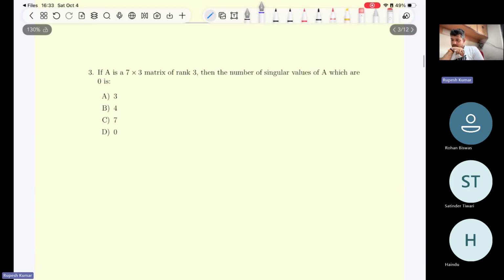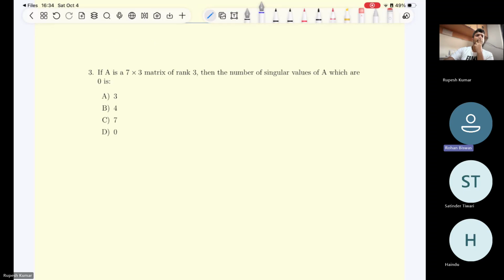Fine. Question number 3. If A is a 7 by 3 matrix of rank 3, then the number of singular values of A which are 0. Is singular value decomposition covered or not? Till week 11? I haven't gone through all the videos of week 11.